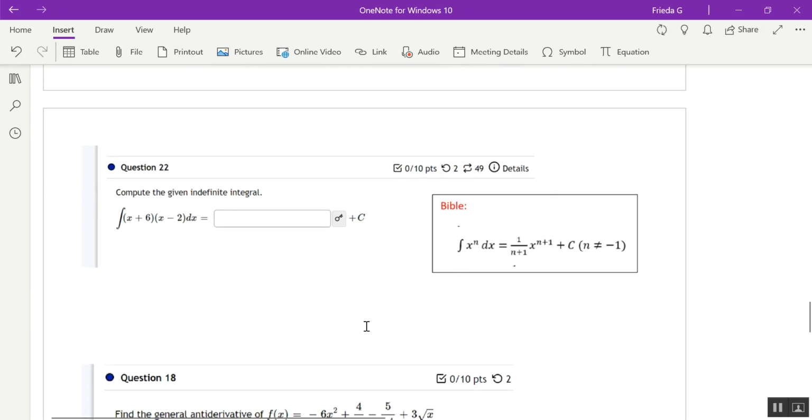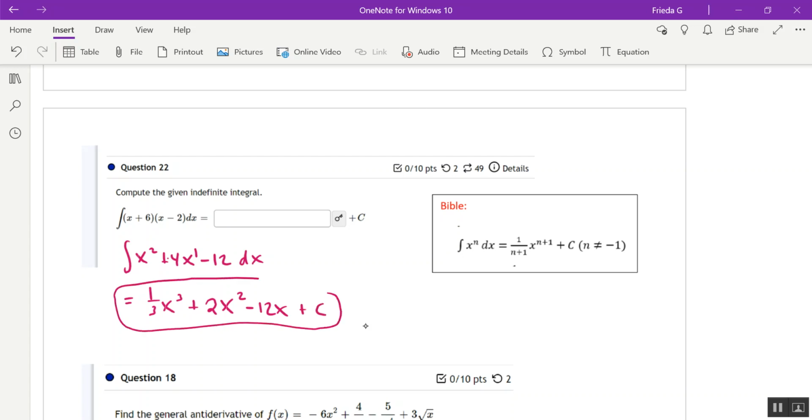This first one, before you can use that rule, you've got to clean it up. So this is going to be the integral of x squared plus 4x minus 12 dx. Okay, and now we can integrate each piece separately. The integral of x squared is 1/3 x cubed. The integral of x is x to the 1, so 1/2 x squared, but a half times 4 is 2, so 2x squared. And then the integral of 12 is 12x, because the derivative of 12x is 12, and then plus c. So there's your antiderivative.